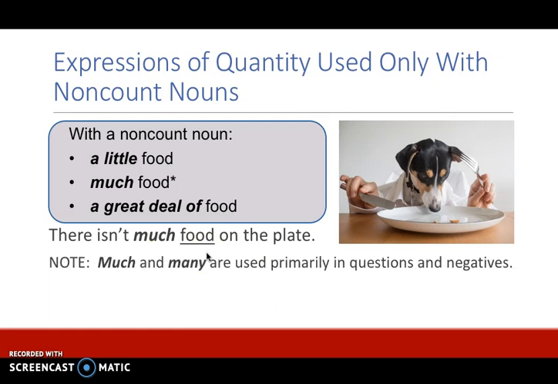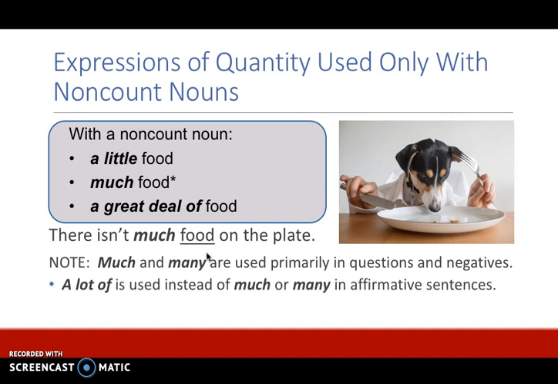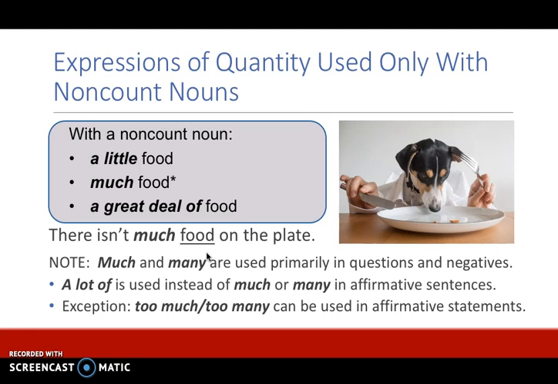Note, much and many are used primarily in questions and negatives. A lot of is used instead of much or many in affirmative sentences. And an exception to that is that too much or too many can be used in affirmative sentences.